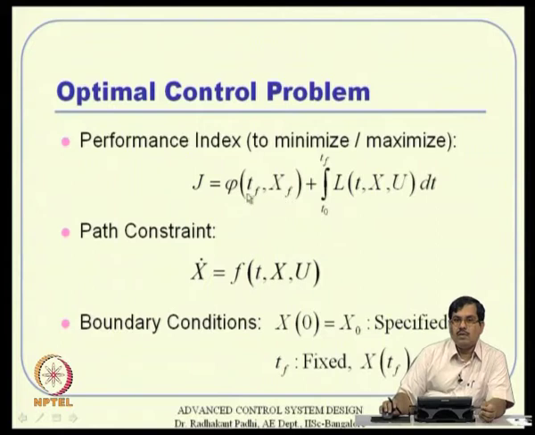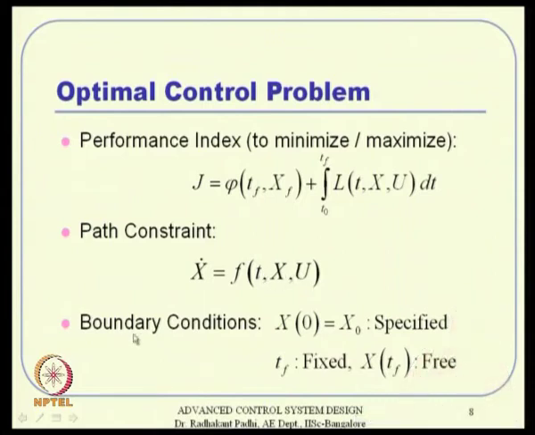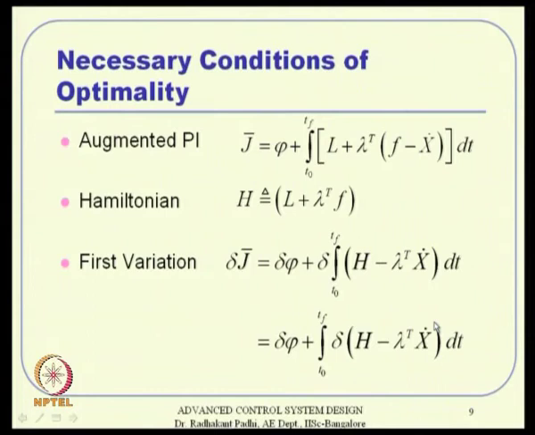We want to minimize or maximize a certain performance index or cost function of this form, subject to this path constraint, which is the system dynamic equation x dot equals f(t, x, u) for non-linear systems in general, and the boundary conditions need to be well formulated. So, for example, here t 0 is fixed at 0 and x of 0 is x 0, which is also specified. t f is fixed, x of t f is free. Okay. So, how do you do that?